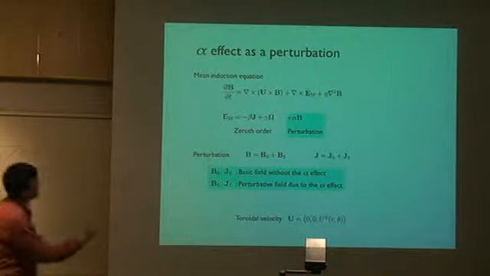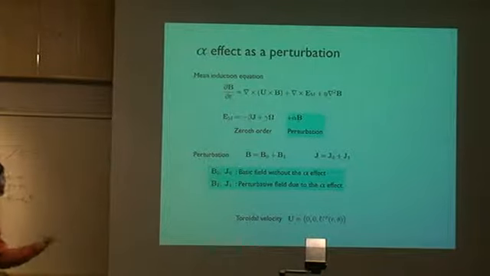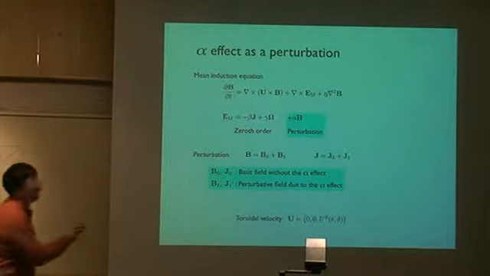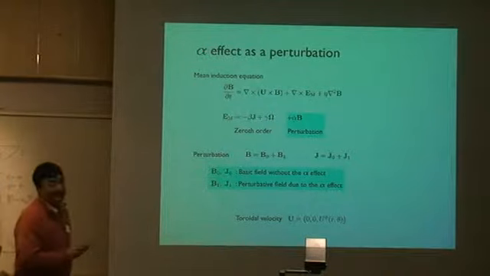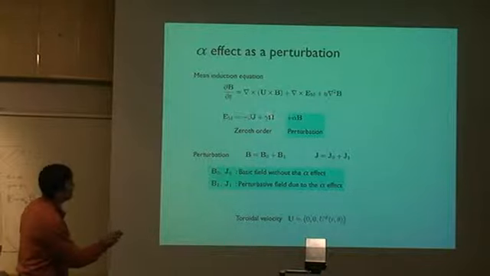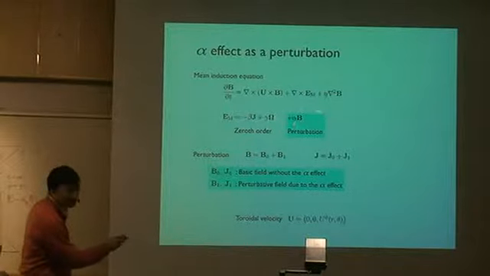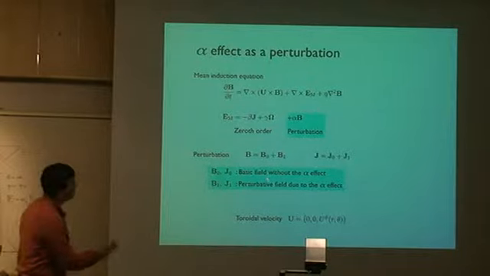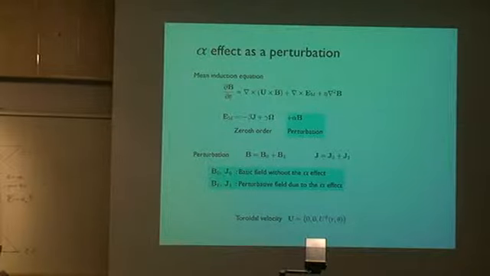Sorry, I'm not so well organized. So I consider the alpha vector as a perturbation. This is the mean induction equation, and for the zeroth order, I only consider this term, and perturbatively incorporate this alpha effect. Then see the consequence.